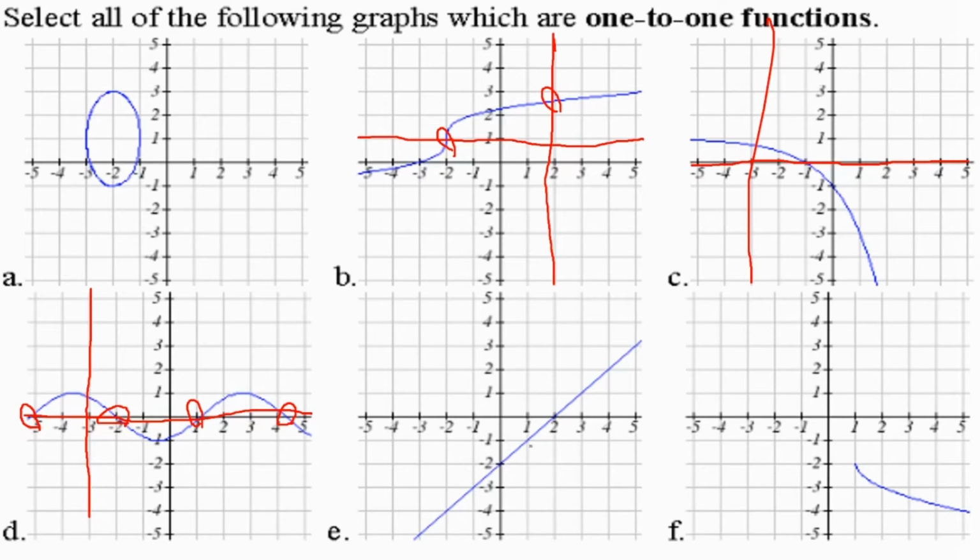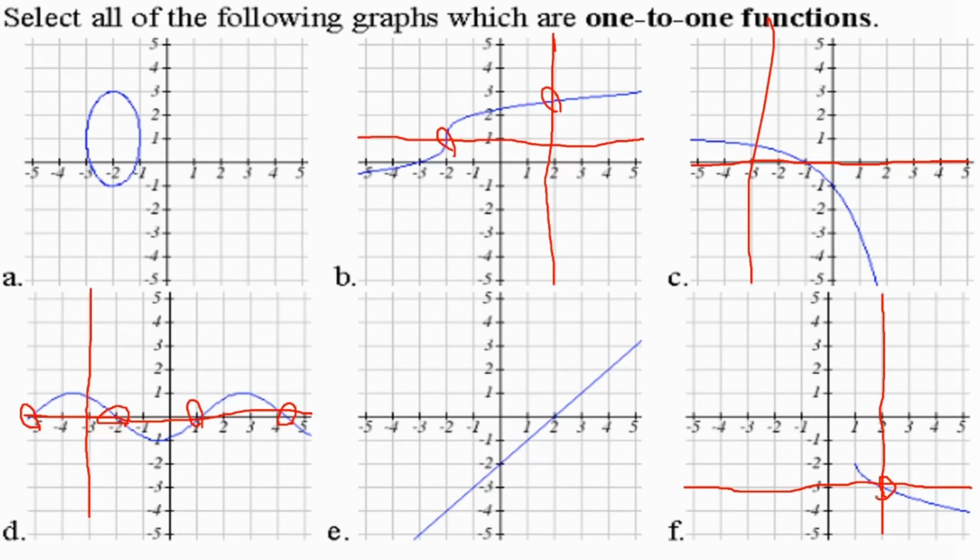This is a straight line, so we know it's a one-to-one function. This is a square root function. That's one of the important toolkit functions you need to know. This passes the vertical line test. So this is a function. And it passes the horizontal line test. So it's a one-to-one function. And there you go.